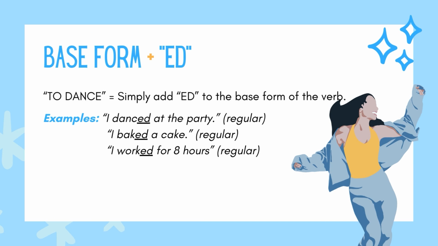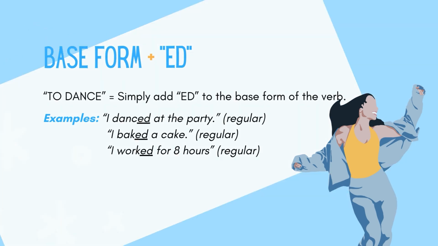So, if you had the verb to dance, to turn it into the past simple, you would simply add ed. So for example, you could say, I danced at the party. If you had the verb to bake, you would add ed. You could then say, I baked a cake. And similarly, if you had the verb to work, you would simply add ed and you could say something like, I worked for 8 hours.